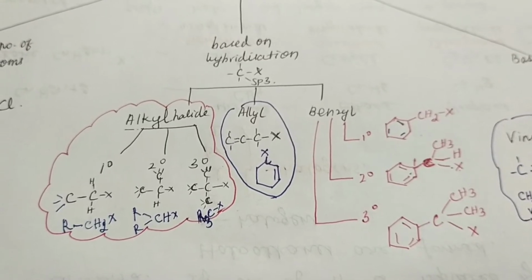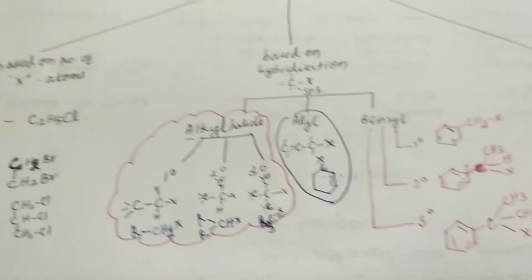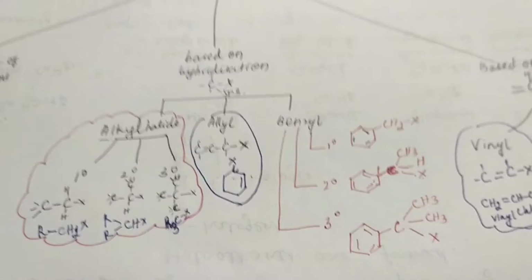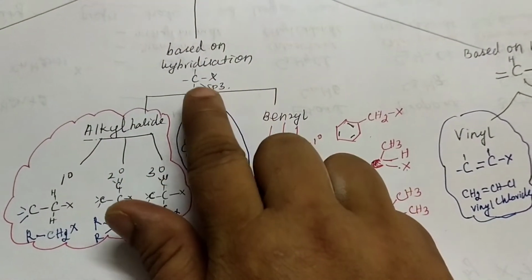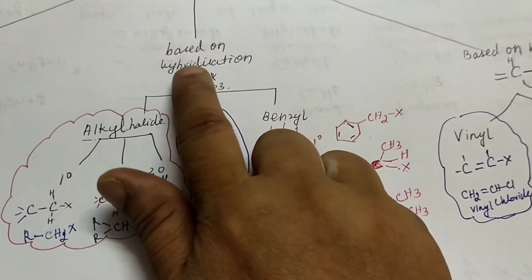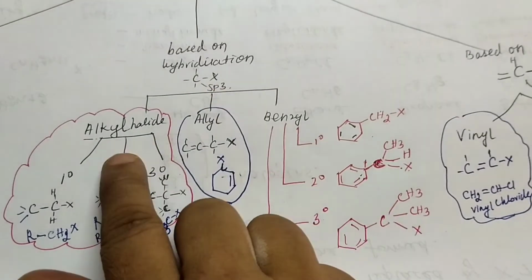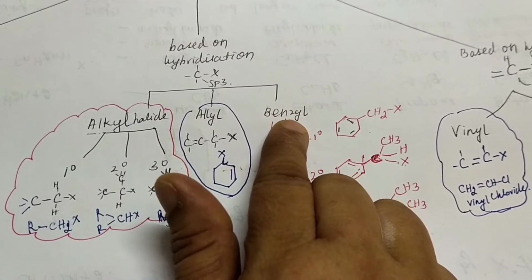In part 1 we saw the general introduction and the classification based on the number of halogen atoms. Now we will continue. The second classification is based on hybridization. Here the halogen attached carbon is sp3, which means all 4 valencies of the carbon are single bonds. Under that we have alkyl halide, allylic halide, then benzylic halide.